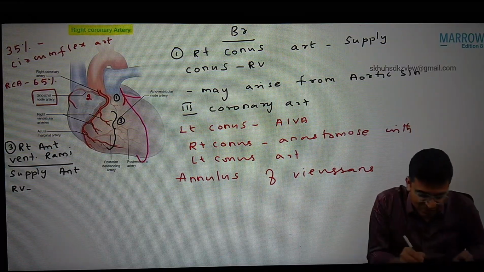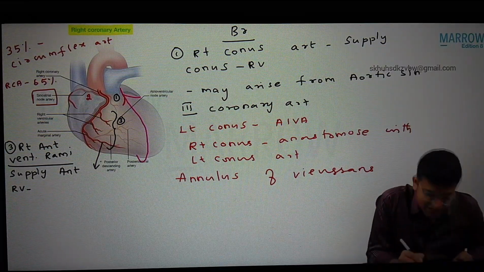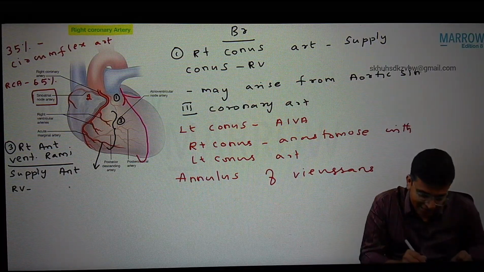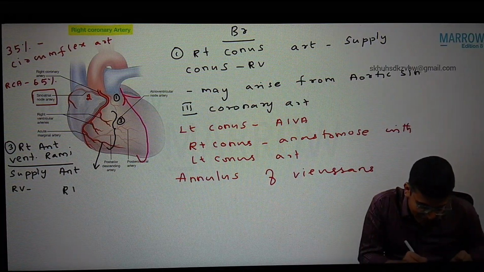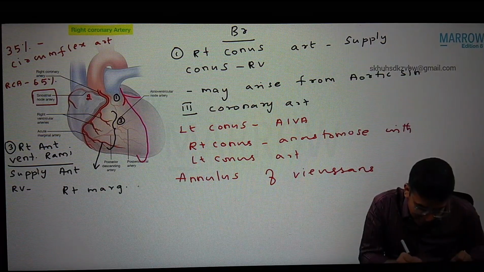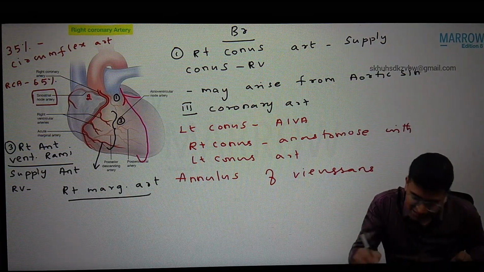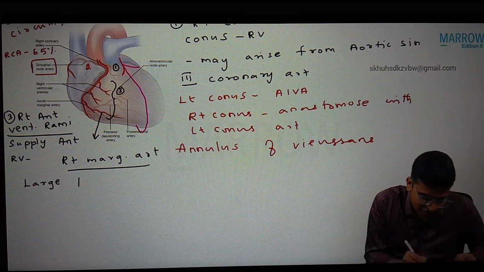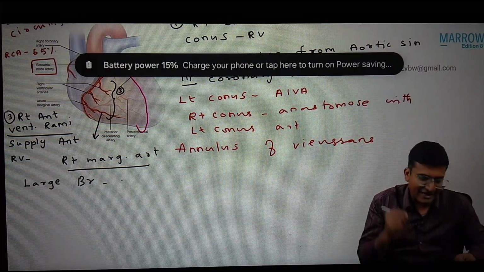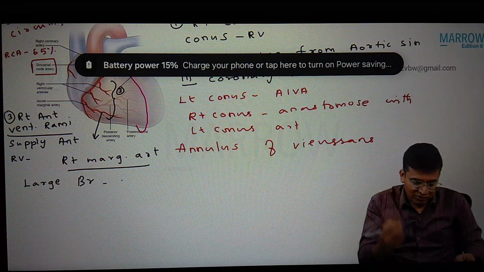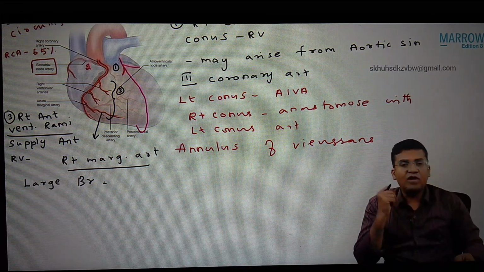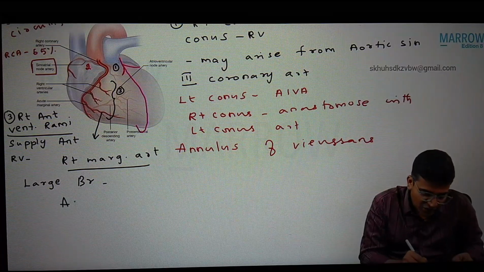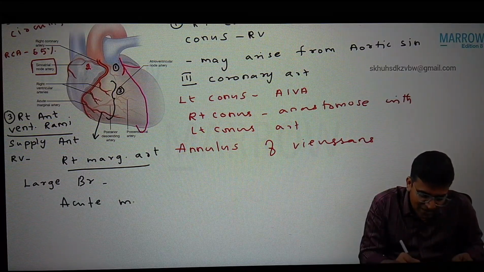Now, see this branch. This is a very large branch of the right anterior ventricular rami, and that branch is called the right marginal artery. The angle of origin of the right marginal artery is acute. So, this artery is also called the acute marginal artery.